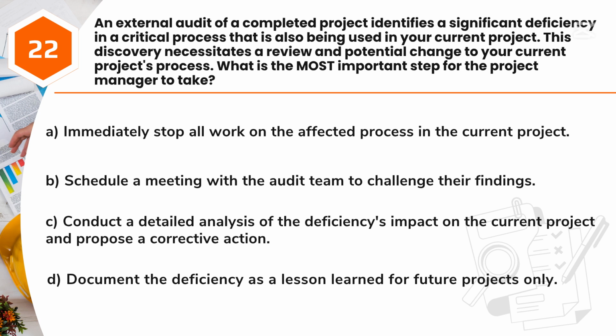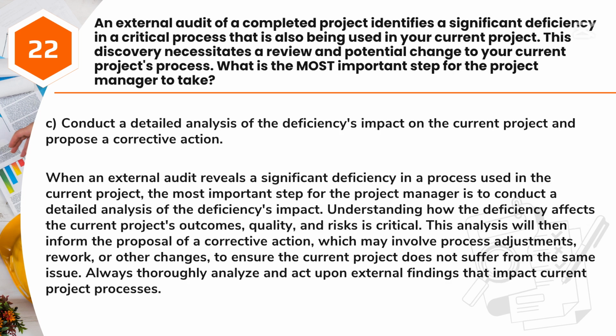A. Immediately stop all work on the affected process in the current project. B. Schedule a meeting with the audit team to challenge their findings. C. Conduct a detailed analysis of the deficiency's impact on the current project and propose a corrective action. D. Document the deficiency as a lesson learned for future projects only. Answer: C. Conduct a detailed analysis of the deficiency's impact on the current project and propose a corrective action.